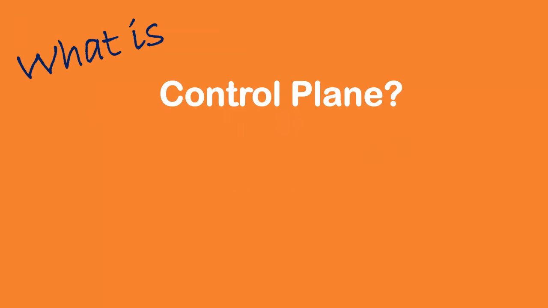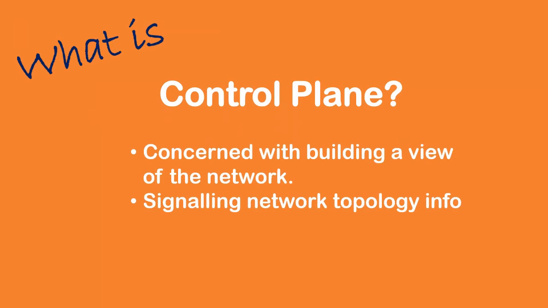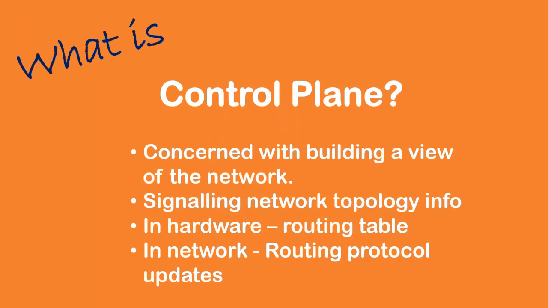Okay, what is a control plane? The control plane is a concept in networking that's concerned with building a view of the network and signaling the network topology information. So in hardware, this is the part of the networking device architecture that deals with the signaling, with building this view, and so that manifests itself as the part of the architecture that runs the routing table. And if we apply that to networks, that's the function of the network that handles the signaling, so the routing protocol updates, rather than the customer traffic.